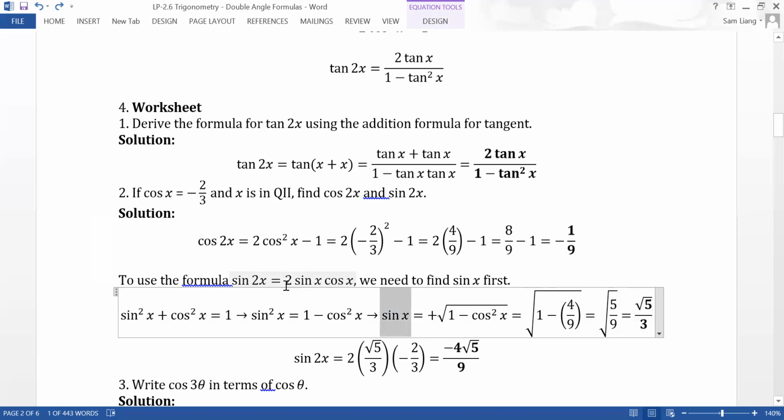But we need to find sine 2x. So sine 2x, we're going to use that formula, 2 sine x cosine x. Sine x we just found, which is root 5 over 3, and cosine x we were given, that's -2/3. So we plug that in: 2 times this times that. We get -4 root 5 in the numerator, and in the denominator we get 9. So your final answer for that is -4 root 5 over 9. So these are the 2 answers for question 2.